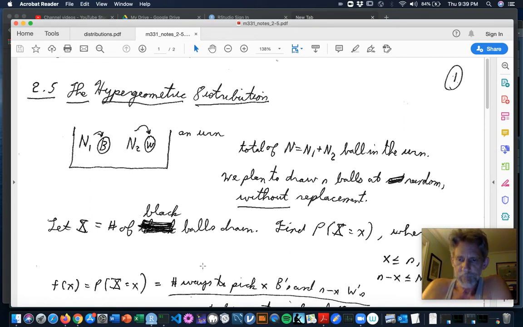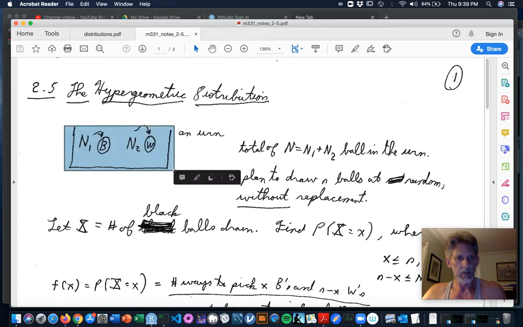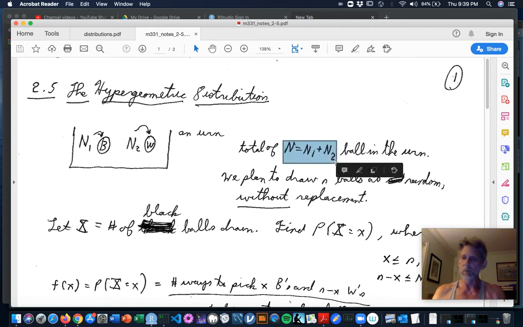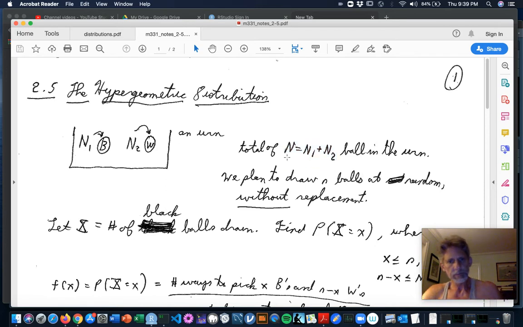So imagine that you've got an urn, and inside that urn are some balls. Some of them are black, n1 of them are black. Some of them are white, n2 of them are white. Okay, the total number of balls, n1 plus n2, shall be called capital N for short.